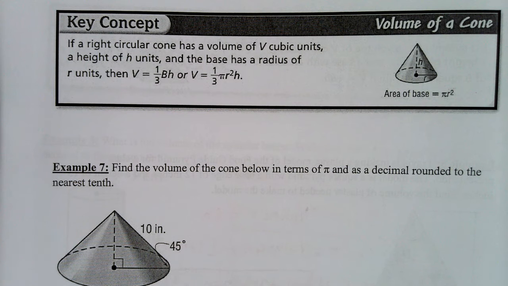So the formula is volume equals 1/3 times base times height. And since the base is always a circle, you can just do 1/3 times pi times radius squared times height.